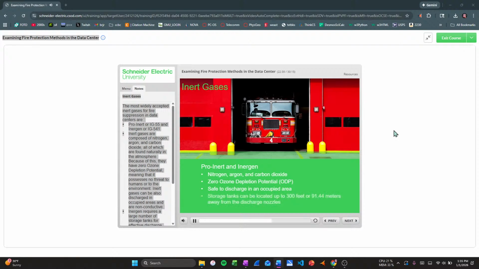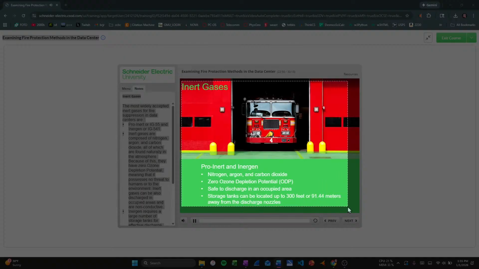Inergen requires a large number of storage tanks for effective discharge. But because Inergen is stored as a high-pressure gas, it can be stored up to 300 feet or 91.44 meters away from the protected space. Inergen is used successfully in telecommunication offices and data centers.